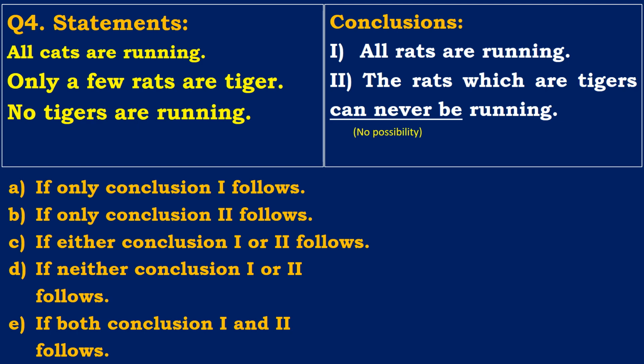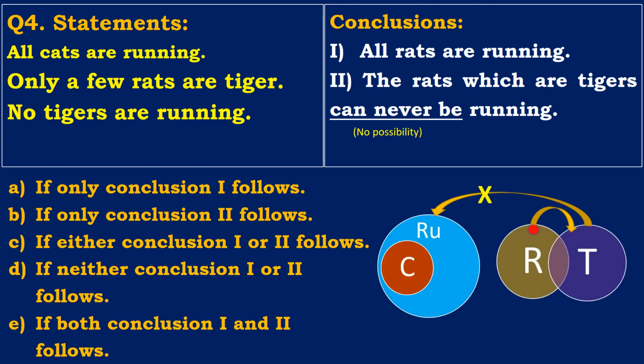Challenge 4. Statements: All cats are running. Only a few rats are tiger. No tigers are running. Conclusions: All rats are running. The rats which are tigers can never be running. According to the Venn diagram, rats and running are unrelated. Hence, conclusion 1 is wrong. The rats which are tigers can never be running. This conclusion follows the last statement and it is shown in the Venn diagram. There is no possibility of rats are running. As a result, only conclusion 2 follows the statement. Hence, option B is the appropriate answer.